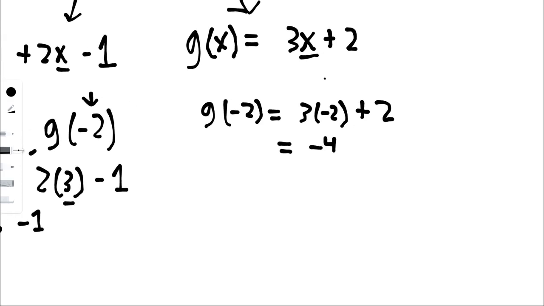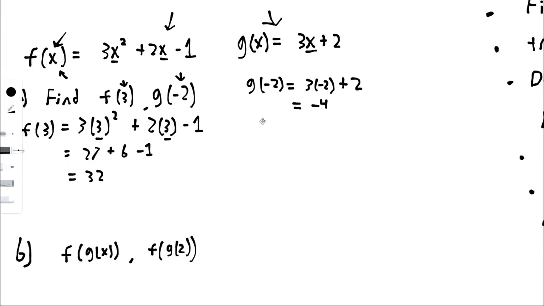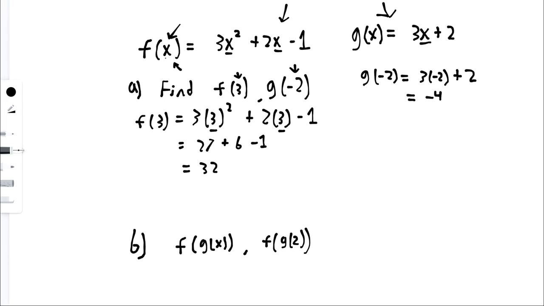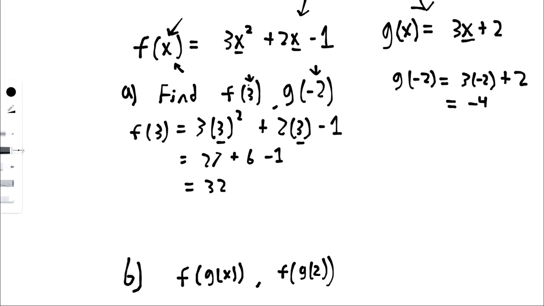Okay, so this one is a little bit more straightforward. This obviously equals -6, and then you just add 2, and you will get -4. So that part is pretty straightforward. It should all make sense. You just replace x with whatever value is in here or in there.